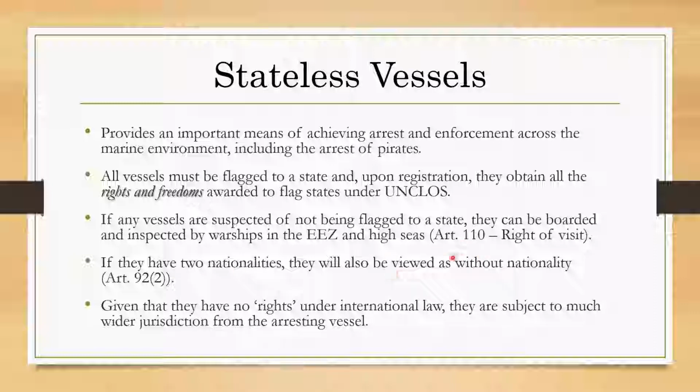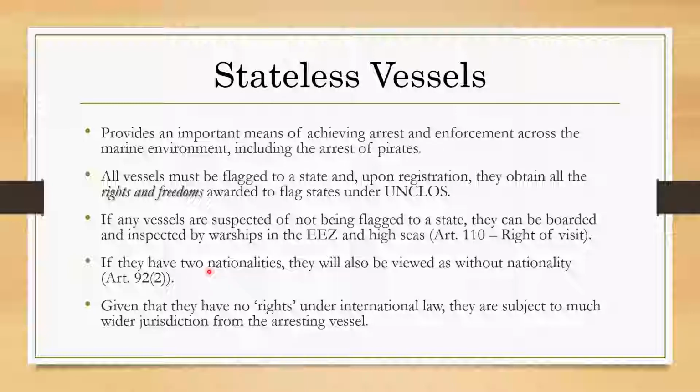And this is where your right of visit comes in under Article 110, where you have the right to board and inspect vessels in the exclusive economic zone and high seas which are suspected of being stateless, and that would include, therefore, under Article 92, vessels that have two flags. For example, it's quite well known that some vessels might actually pretend to have multiple nationalities, and they may conveniently put up any flag that suits them as and when they're being viewed from a distance.